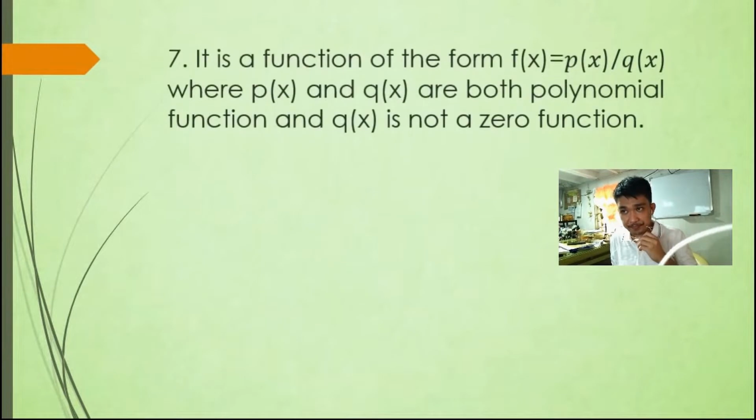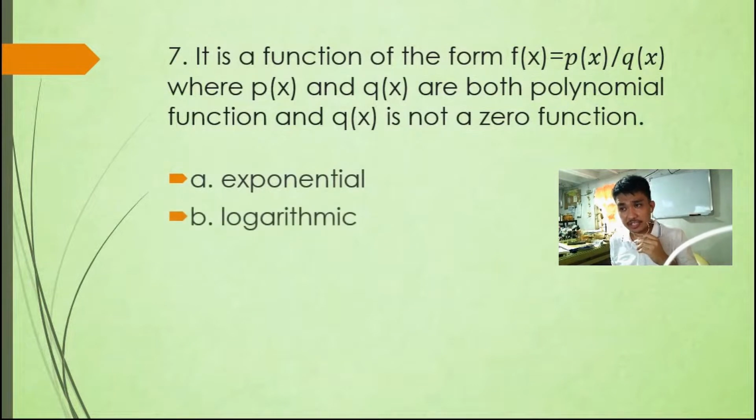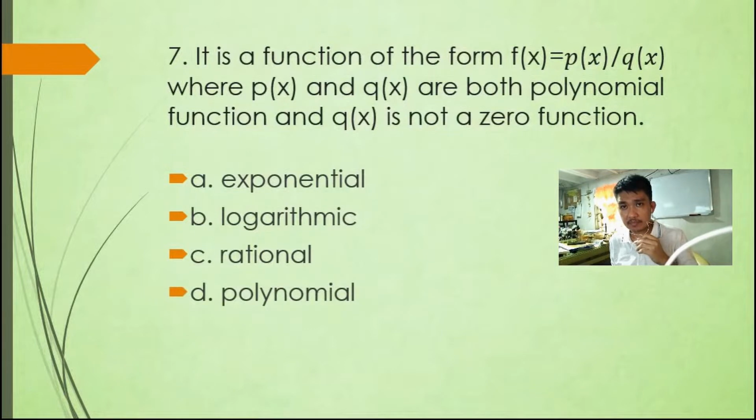Number 7. It is a function of the form f of x is equal to p of x over q of x, where p of x and q of x are both polynomial functions and q of x is not a zero function. Letter A, exponential. Letter B, logarithmic. Letter C, rational. Or letter D, polynomial. Now the answer is letter C, rational.